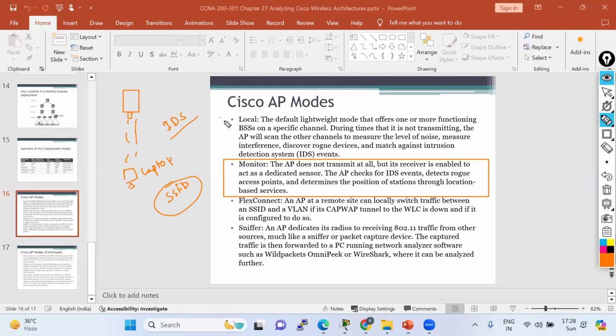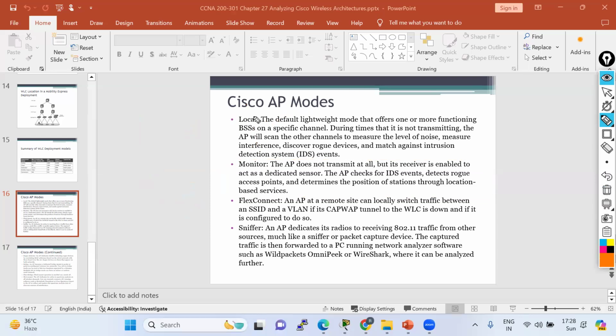So the question is, why should I use local, and why should I use monitor? That's the key difference between monitor and local. Monitor can only do monitoring, which local can also do. But local also does the SSID broadcast, meaning you can connect to the network. That's why when you buy an AP, the default mode is local mode, not monitor mode. You just have to change it. Monitor means you cannot broadcast any kind of signals to clients or users, but with local you can, plus you also do the monitoring as well.